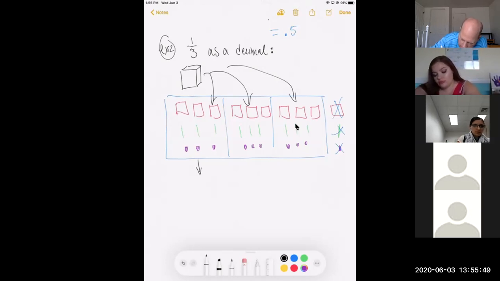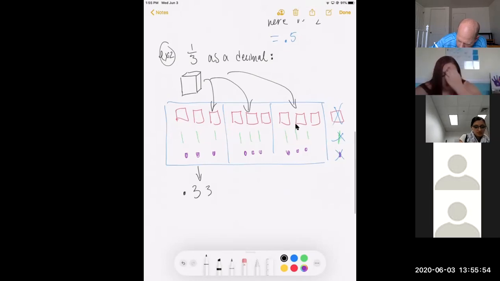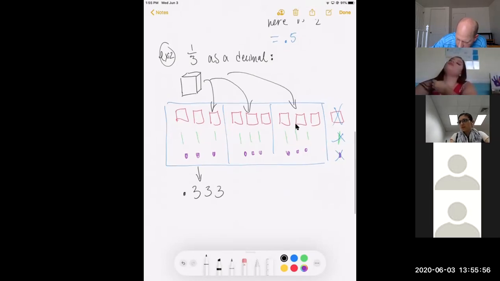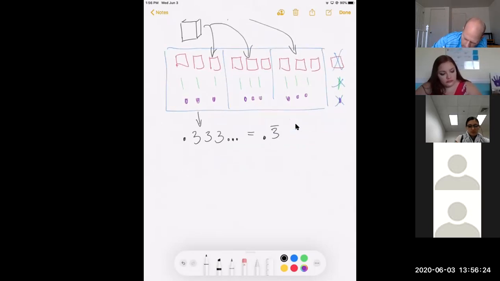The flat represented a tenth, and then the rods represented a hundredth, so there's 3 of those, and the cubes a thousandth. Now, we're gonna go ahead and do 3 dots like that, which means that you repeat that digit, the decimal continues on. We can also write it as 0.3 with the line above it. That means that the 3 repeats. So we start breaking down this 1 and dividing into groups of 3. So this is kind of a little bit of an introduction to division as well, which is good.